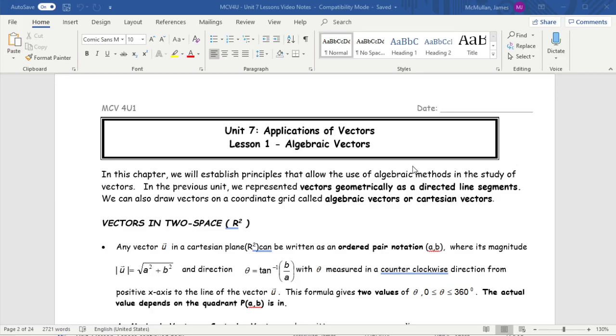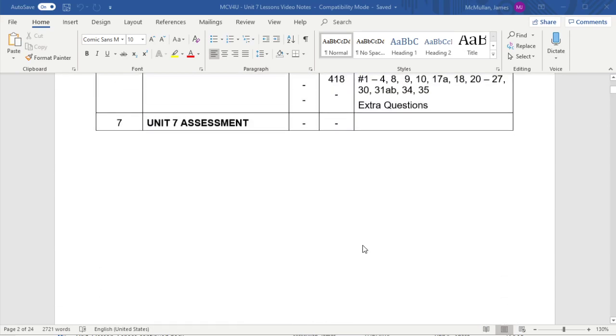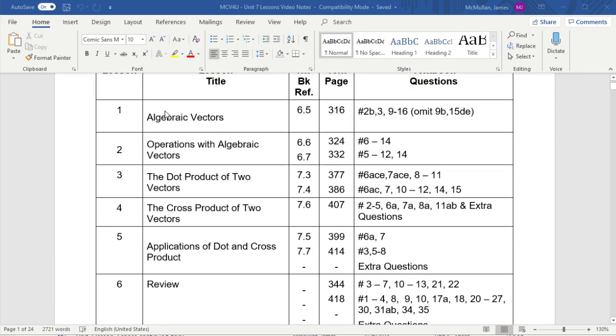The first lesson of Unit 7 is about taking what we understand about vectors and improving our ability to do algebra with them. You can see, let's just take a quick look at this unit. So algebraic vectors is kind of like a new way of looking at vectors. You already know how to do it, but we're going to build up our understanding.